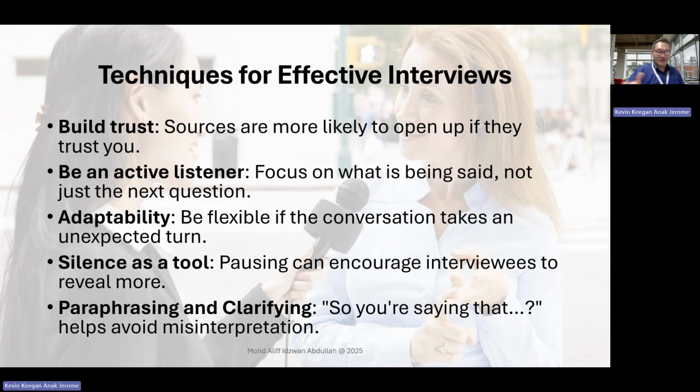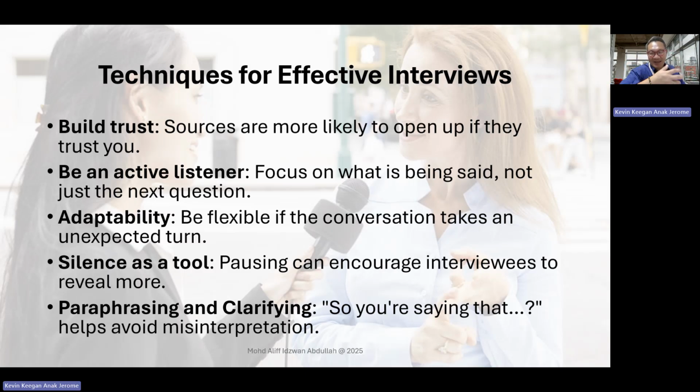Techniques of effective interview. Build trust. Because you want to interview the person, build trust first. Ask questions that make them open up; it's an icebreaker question. Be an active listener. You don't put your words into his answer. Let him or her speak. Be an active listener. Listen, only listen.